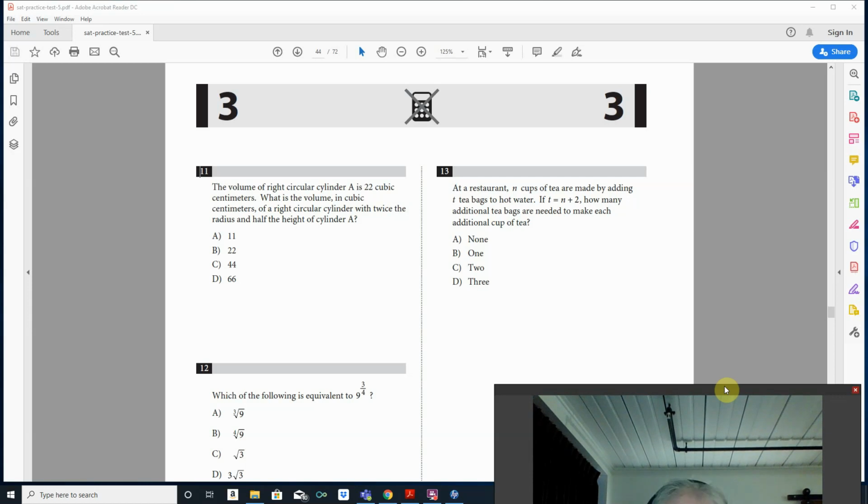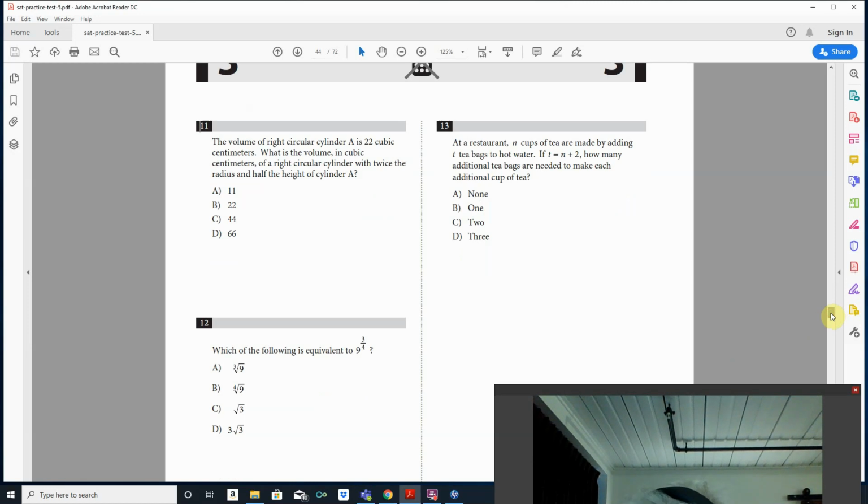All right, 12. Which of the following is equal to 9 to the 3/4? Okay, 9 to the 3/4 is just going to be the 4th root of 9 cubed. So that would be the same as 3 squared cubed to the 4th root. So that'd be the 4th root of 3 to the 6. Oh, okay, I get it. So that would be the 4th root of 3 to the 4th times 3 squared. So then that would be the 4th root of 3 squared times the 4th root of 3 to the 4th. So it's just going to be 3 times the square root of 3. All right, so it's D.